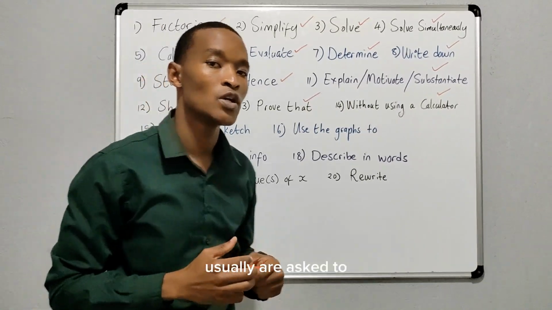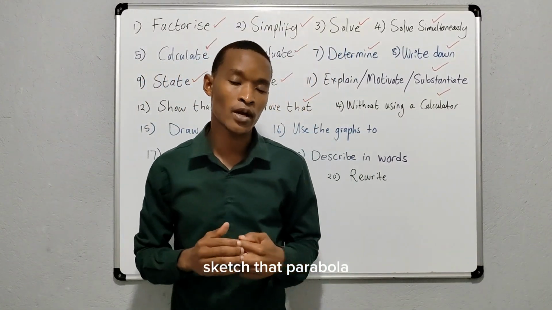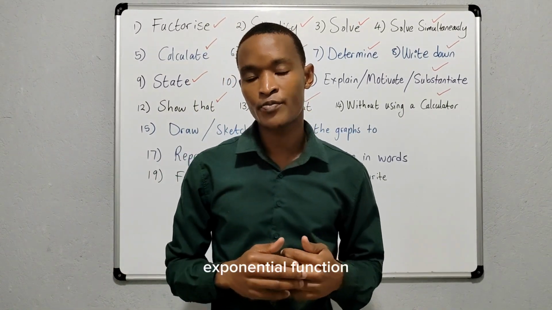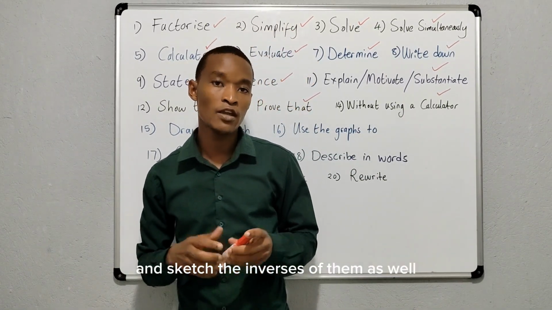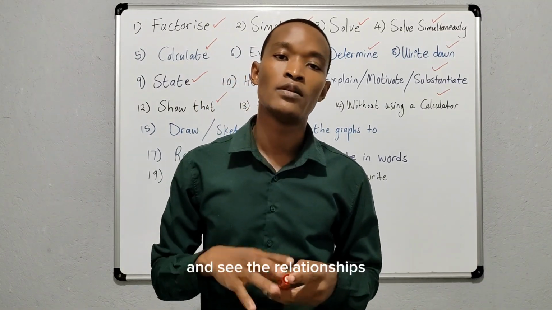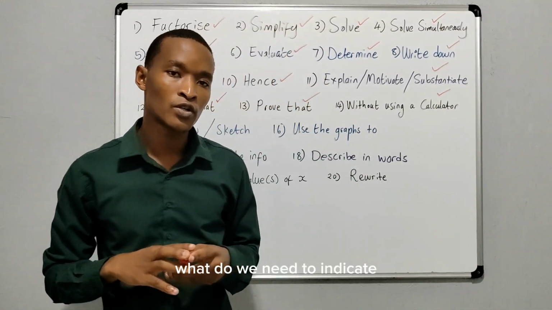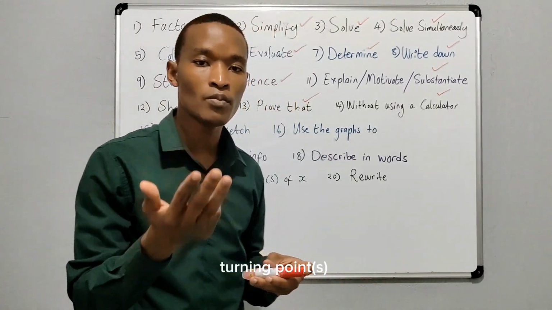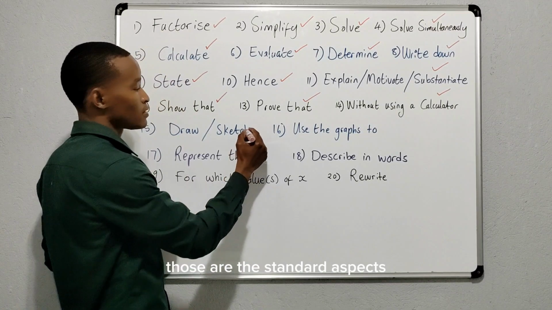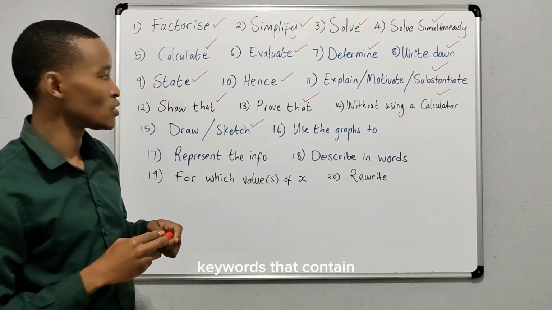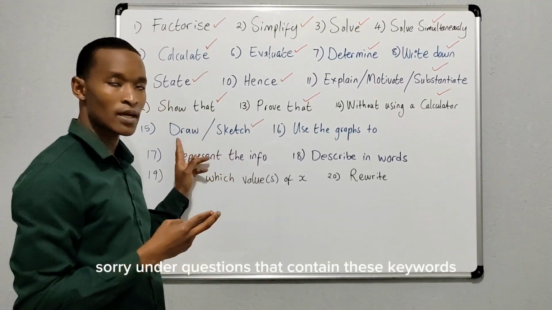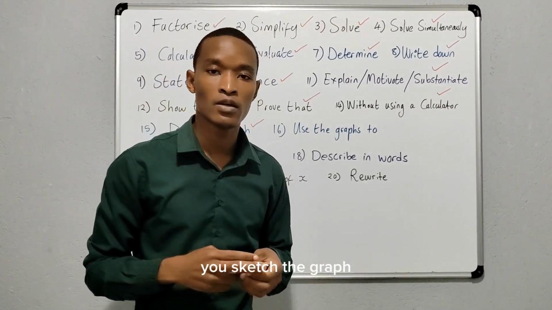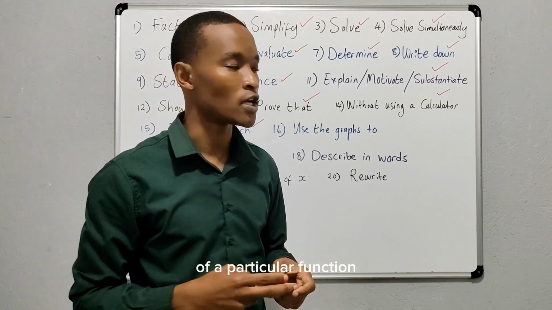Draw or sketch. Under functions, usually you are asked to sketch that parabola, sketch that hyperbola, sketch that exponential function, and sketch the inverses of them as well, and see the relationships. So what do we need to indicate? Intercepts, asymptotes, axis of symmetry, turning points. Those are the standard aspects under questions that contain these keywords, where you draw, you sketch the graph of a particular function.